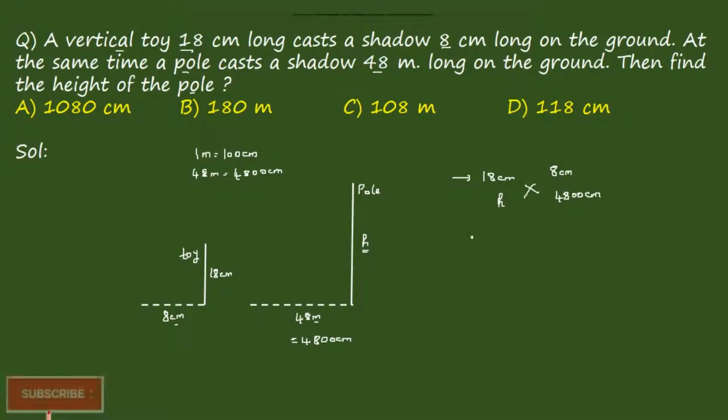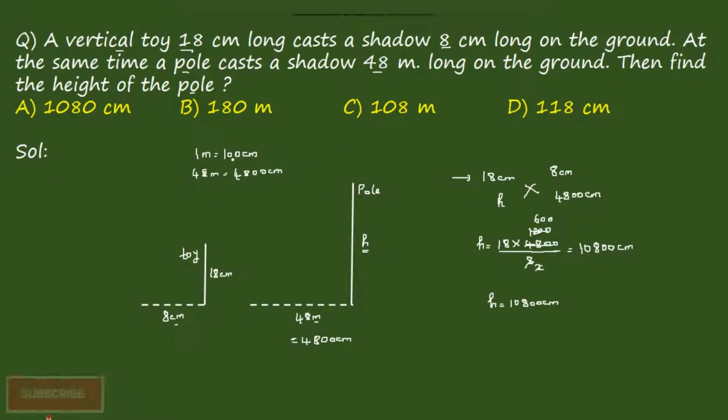If you cross multiply it, then h is equal to 18 into 4800 by 8. 4 side goes by 12, it goes by 2. The one side becomes 600. 6 into 18 is 108, again 00 comes along with it, 10800 centimeters. So we got the height of the pole is equal to 10800 centimeters. But none of the options are matching.